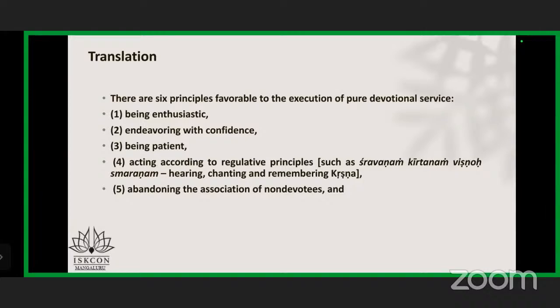We have to live. If my boss is an atheist, but I have to work under him for my livelihood, right? My boss may be an atheist, my boss may be a karmi, my boss may be like a Mayavadi person, but I have to work under him. So how can I abandon the association? Let's see how we can do it.